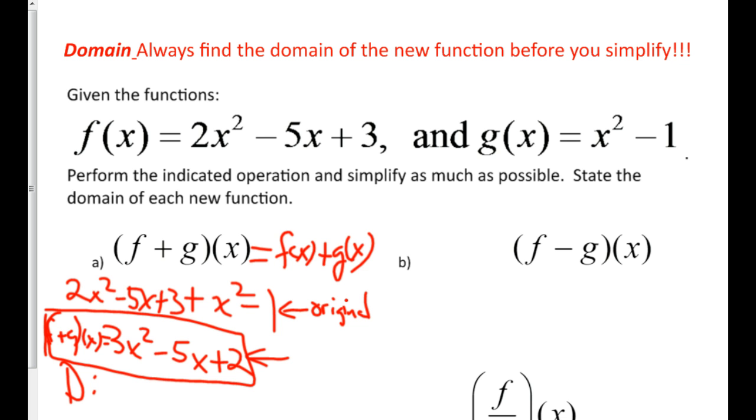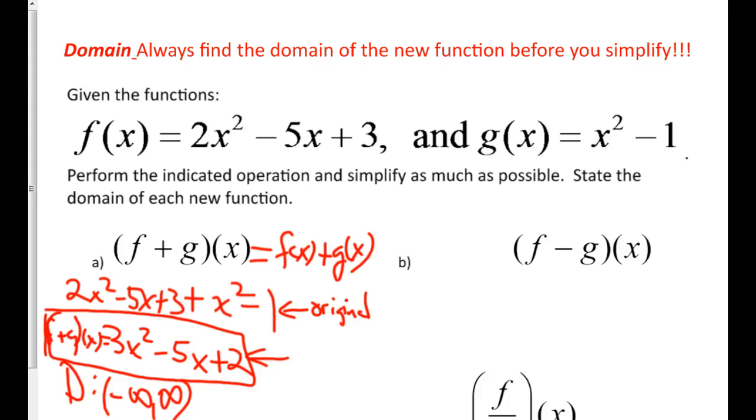The domain of this, I only look for 2 red flags in domain. I look for x in the denominator of a fraction. Well, I don't have a denominator, so that's not a red flag. And x in an even radical. Well, again, I don't see any radicals at all, so I don't have any red flags. It's clear sailing. Blue skies all the way from negative infinity to positive infinity.